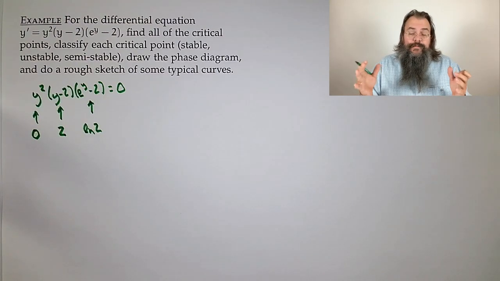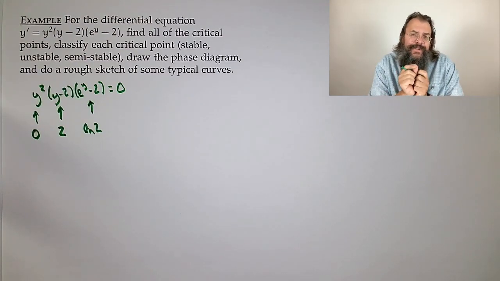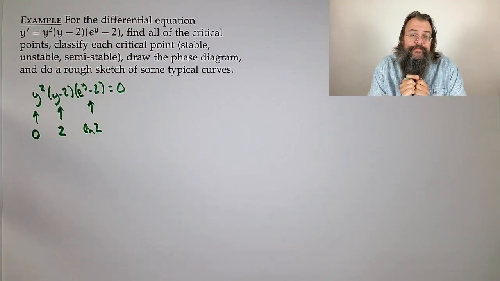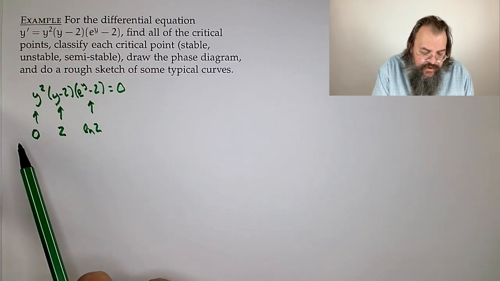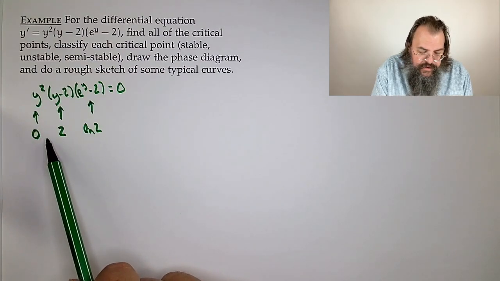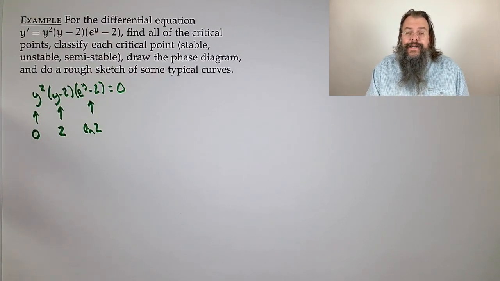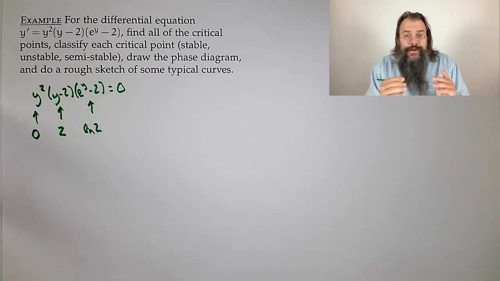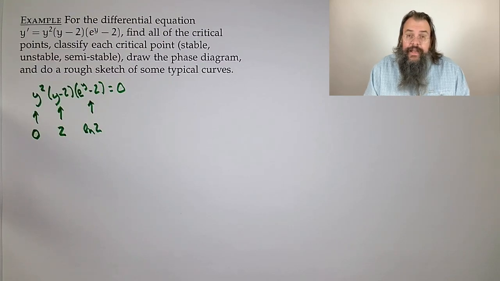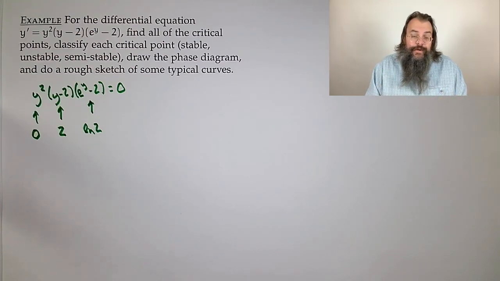Now, 0 and 2 are pretty clear, we know that. Log 2 is a little bit more delicate. Where is log 2? In other words, is log 2 below 0, between 0 and 2, or above 2? If you don't automatically know, that's okay. We can just think about it a little bit. If you had a calculator, we would know it pretty quickly.